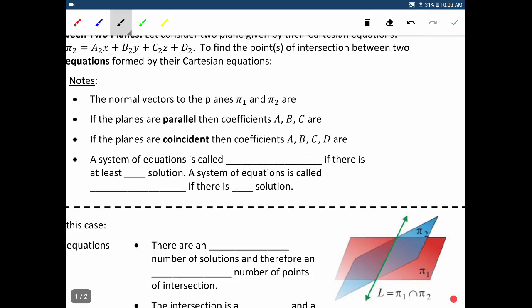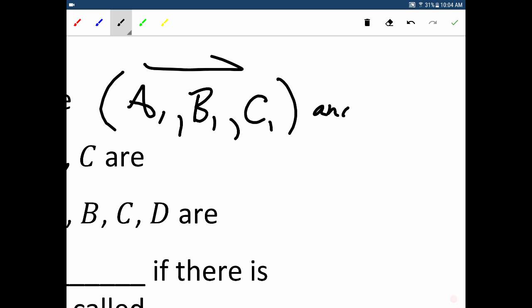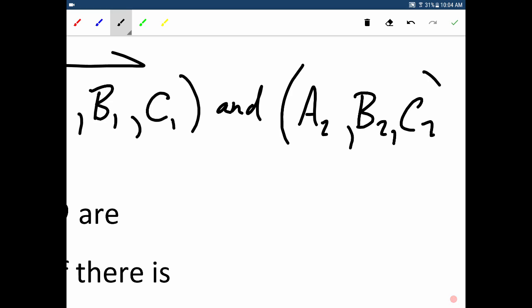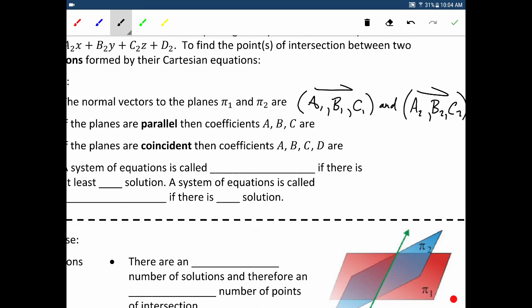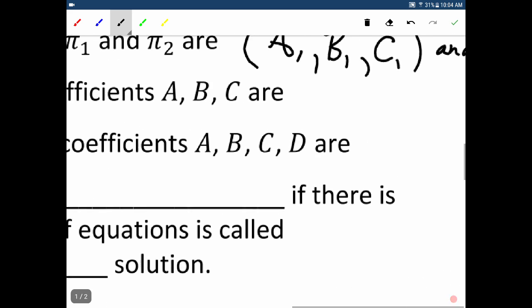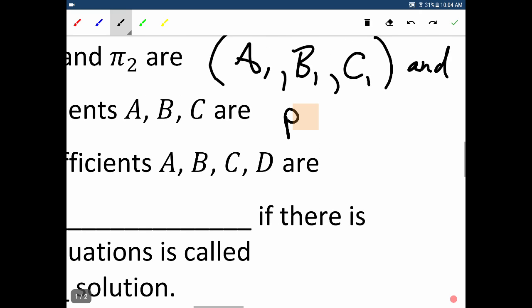First of all, the normal vectors are going to be A1, B1, C1 and A2, B2, C2. So those are our normal vectors. If the planes are parallel, the coefficients A, B, and C are proportional.